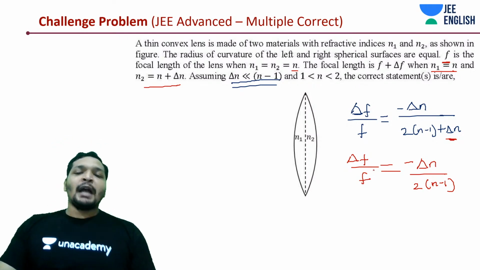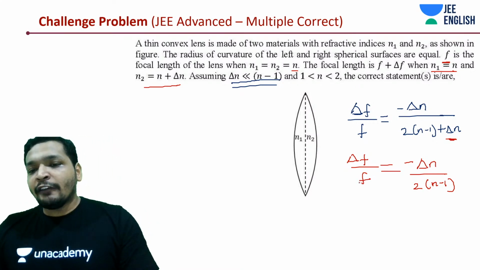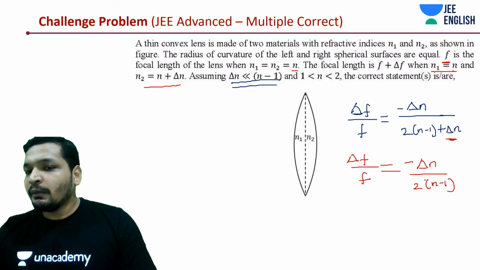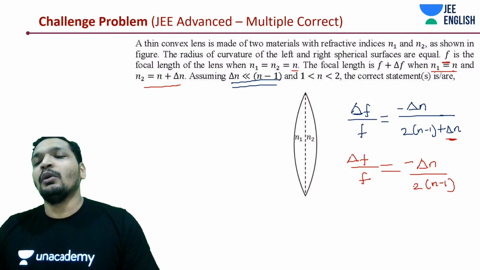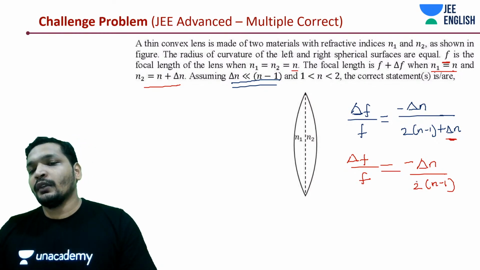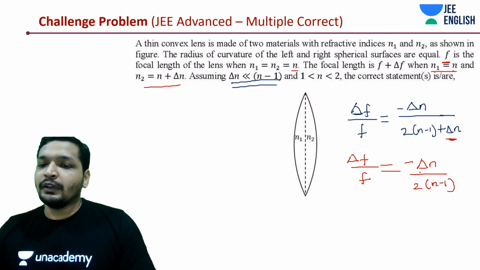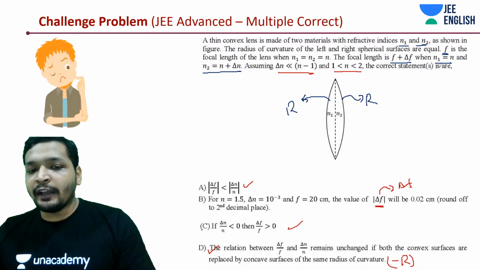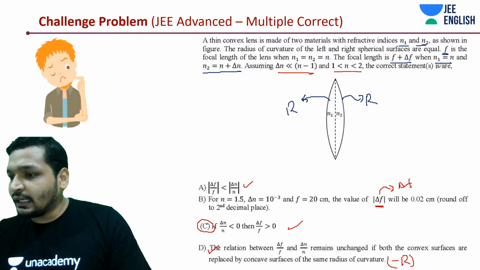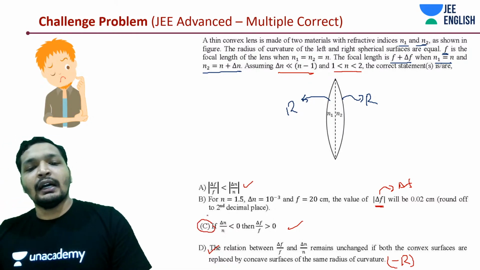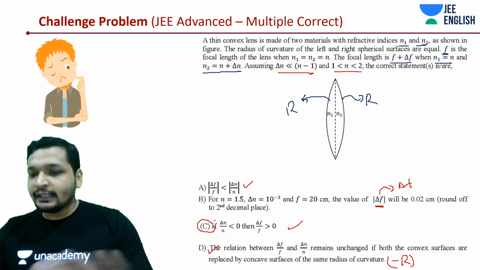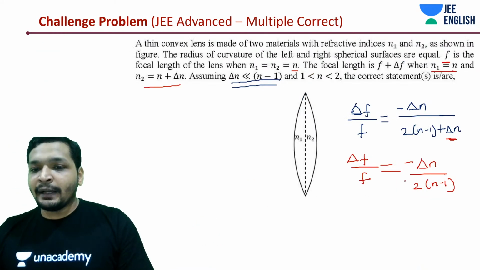Okay, now let's say delta n by n is positive, then delta f by f would be negative. If minus delta n by n is negative, delta f by f is positive. So C is correct. That's correct, guys. You said C is correct and D is also correct, because this is independent of R.